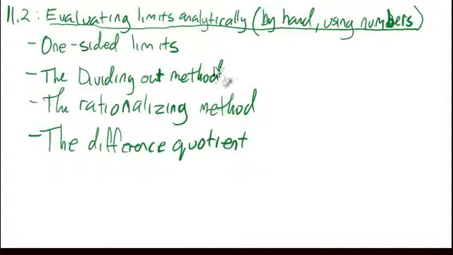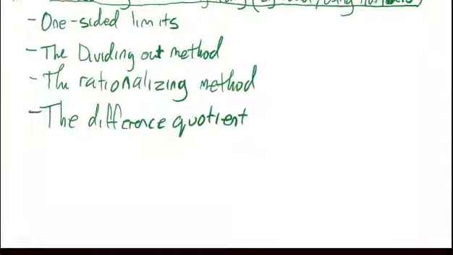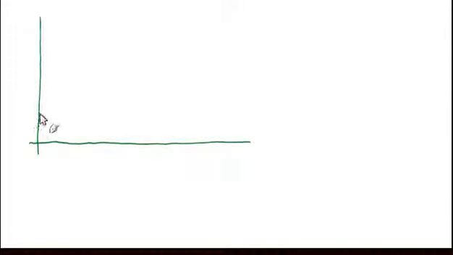There's something called the dividing out method for finding limits that give us trouble. The rationalizing method for limits that give us trouble. And there's this thing called the difference quotient that becomes very useful in calculus. So right now we're just going to go over some of the concepts of all the stuff that's involved. So just the concept of a one-sided limit, and maybe a quick example.